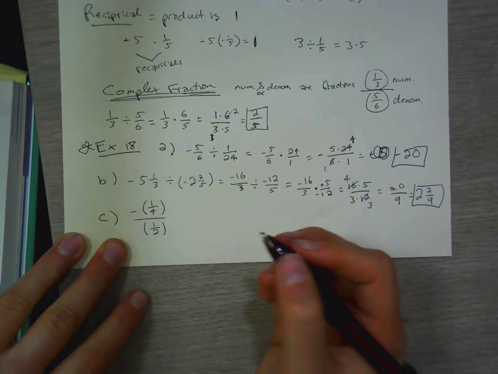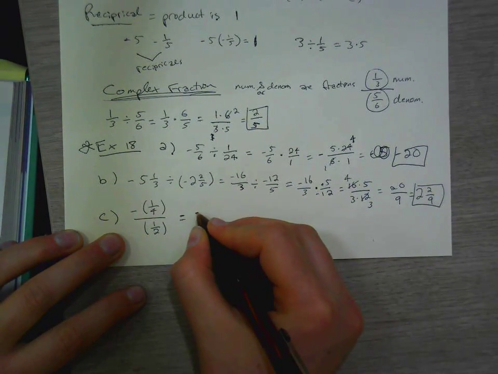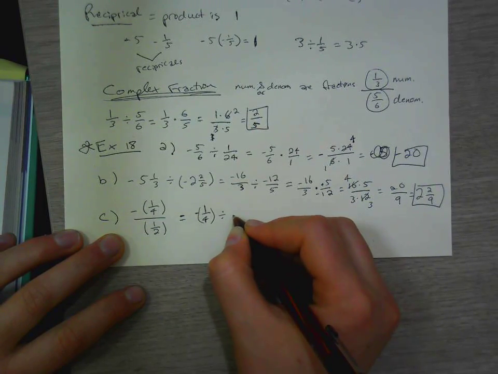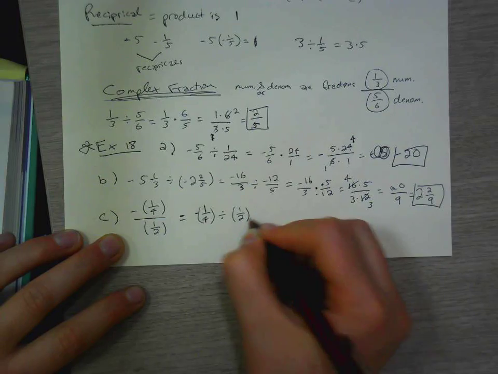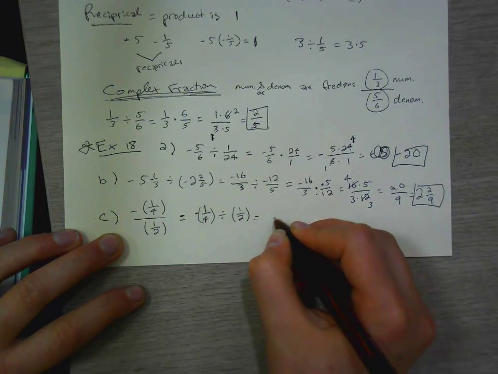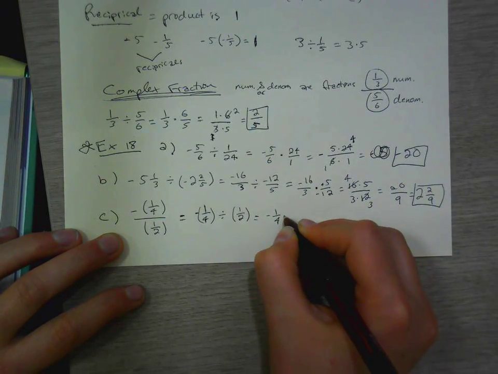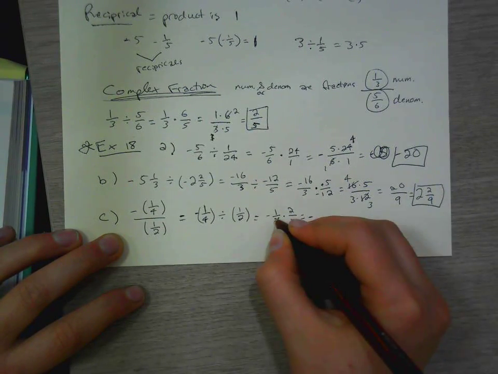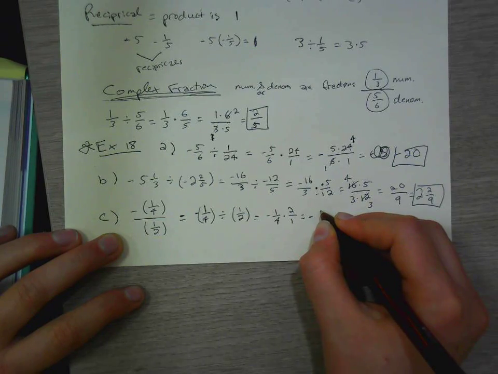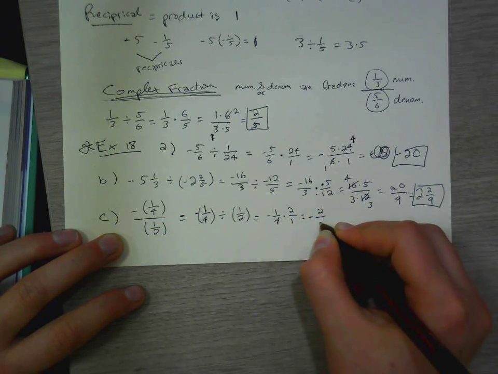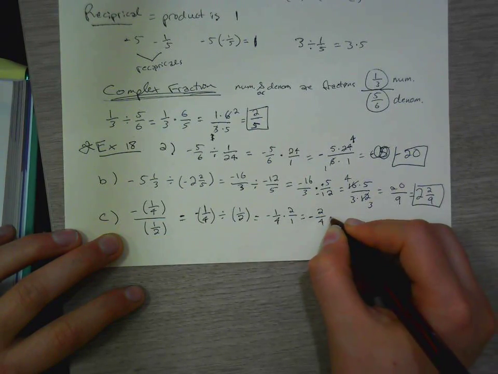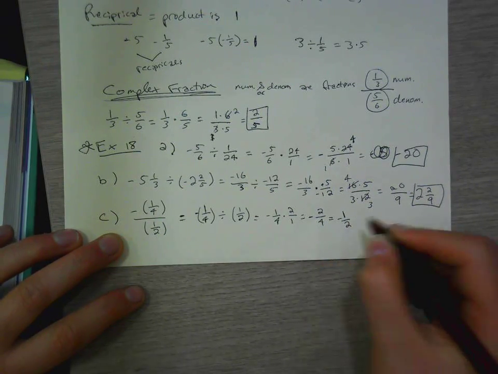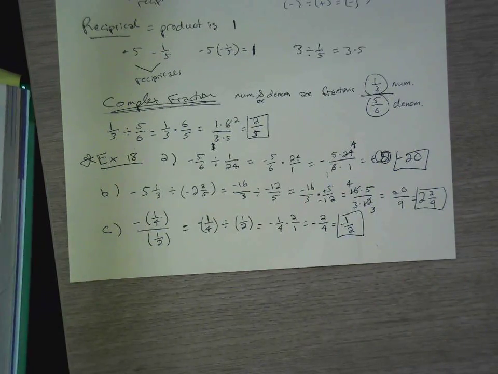So let's write this out. Negative 1/4 divided by 1/2. So let's write this as multiplication. Negative 1/4 times 2 over 1. We flipped that. It equals a negative number because we have a negative and a positive. So 1 times 2 is 2. 4 times 1 is 4. We can simplify it to be negative 1/2. That's its simplest form, and that is the answer.